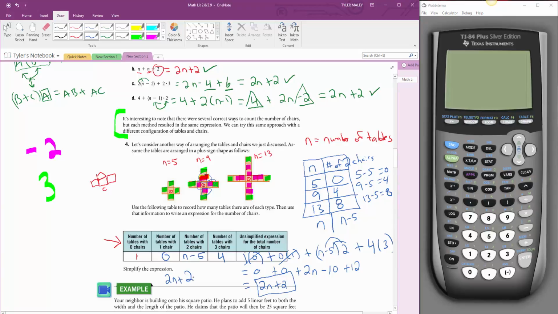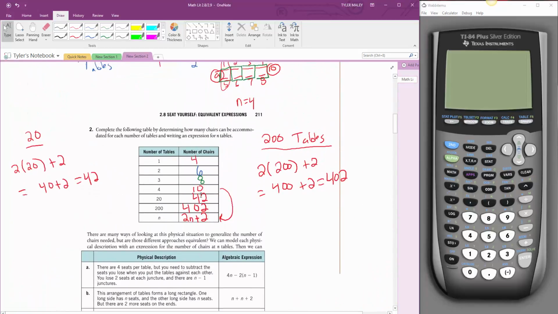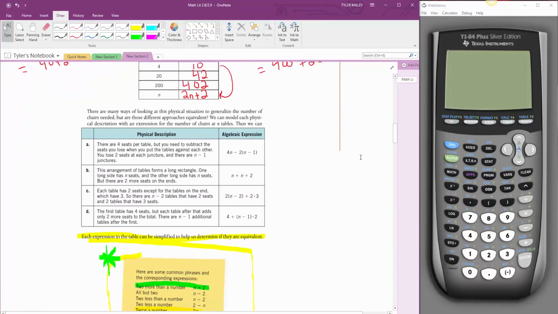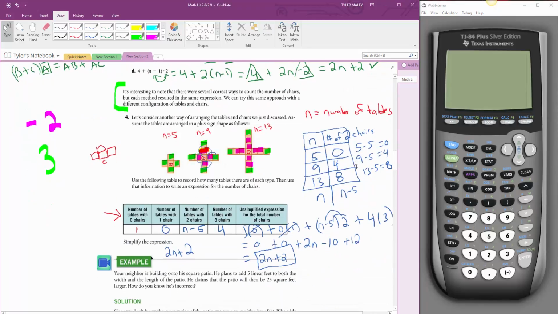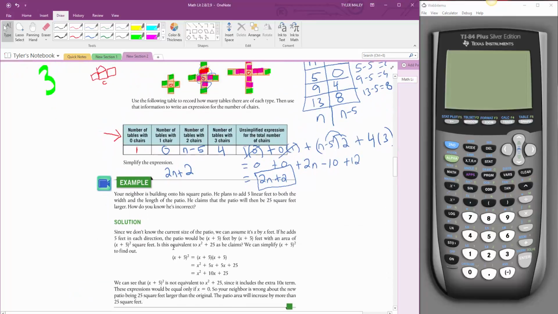And actually I think this is the same as what we had before, right? 2n plus 2. Good. So just to make a note, that's just a coincidence. It's not always going to be the case. If I give you a problem where there's a different configuration with tables, this isn't always going to be the expression, so you want to keep in mind that that's not always true.